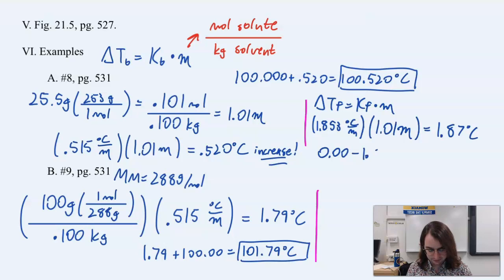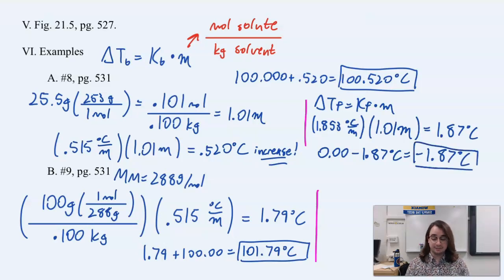So you have to subtract it from the initial freezing point. So freezing point minus TF gives us our new freezing point, which is negative 1.87. I figured it out eventually. So try that out. Try it out for the next one.